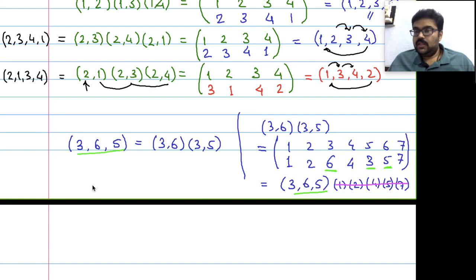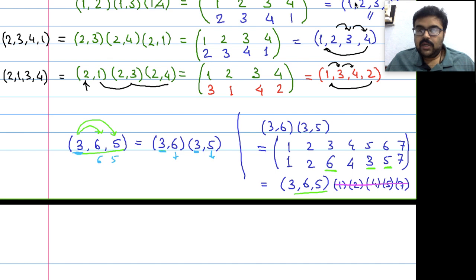And here, as you can see, this cycle we can write as (3 6)(3 5). What is (3 6)(3 5)? So write first 3, and then 6, and then 5. So this is the way to write this cycle.